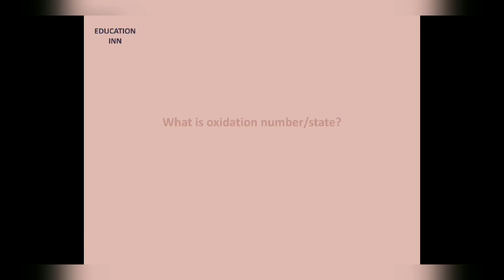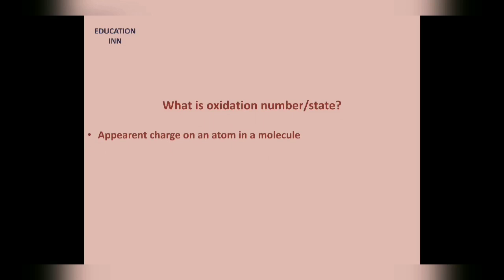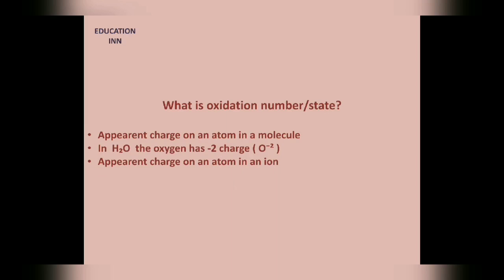Oxidation number. What is oxidation number? It is also called oxidation state. It is the apparent charge on an atom in a molecule. For example, in water, the oxygen has -2 charge. So -2 is the oxidation number, the oxidation state, of oxygen in water.